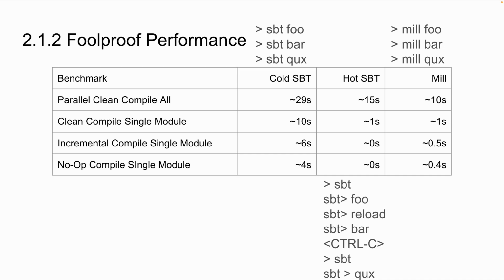So Mill is very comparable to the hot SBT workflows in terms of performance. In fact, in some ways, it's a bit faster. Like the parallel clean compile all in Mill may be a third faster than compiling everything in SBT, even though it's the same files. So these are all just overhead that Mill has less of than SBT does.